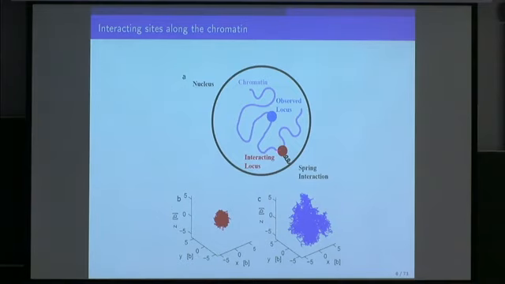So if we look at the typical trajectory of this guy, we see that it's very confined. And if we look at the trajectory of this guy, which is at a certain distance from the interacting locus, you see that it samples more space. So it has more of a tether than this guy. So the question is, can we, from this trajectory, say something about this interaction and the distance to the nearest interaction point?